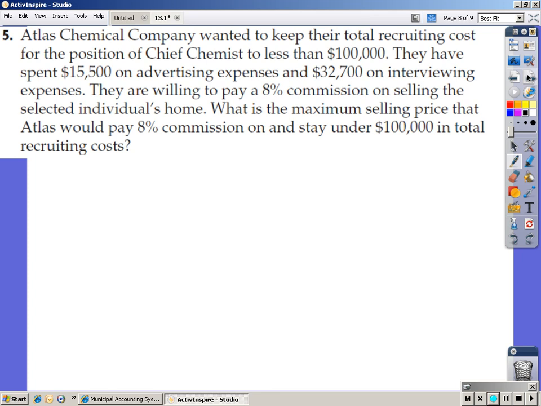Last problem, number 5. Go ahead and try this one, and press pause. Play when you're ready. All right, so Atlas Chemical Company wanted to keep their total recruiting cost for the position of chief chemist to less than $100,000. They've spent $15,500 on advertising expenses, $32,700 on interviewing. They're willing to pay 8% on selling the selected individual's home. What is the maximum selling price that Atlas would pay 8% commission on and stay under $100,000 in total recruiting costs? X is going to equal price of the home.